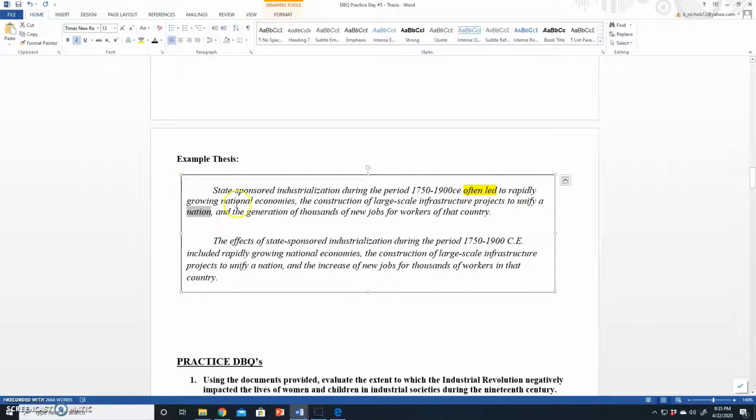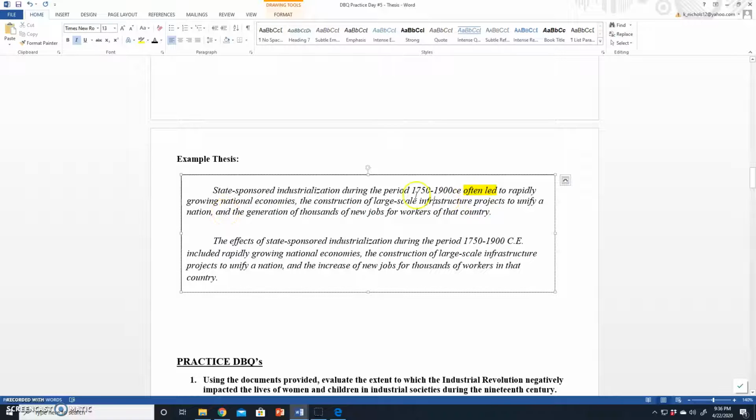It led to growing national economies. And what kind of growth? Rapid growth. It wasn't simple. It wasn't long term. It was rapid growth. It didn't just lead to construction of railroads, construction of infrastructure projects, which is more than just railroads. So that infrastructure could include lots of things. And they didn't just construct them, but they used that to unify their country. Make your argument nuanced. Make it complicated.